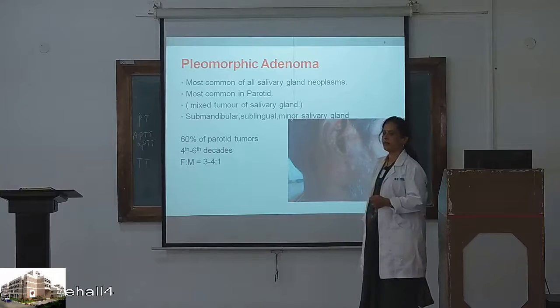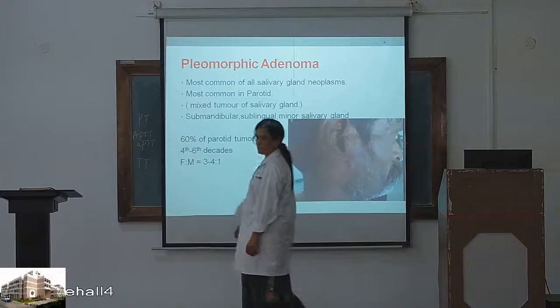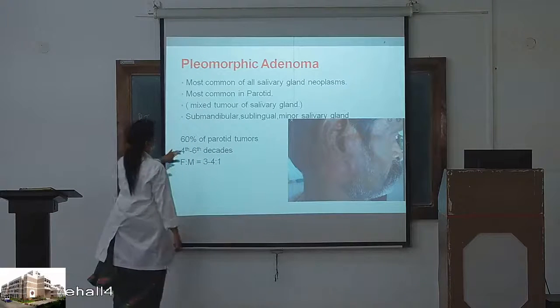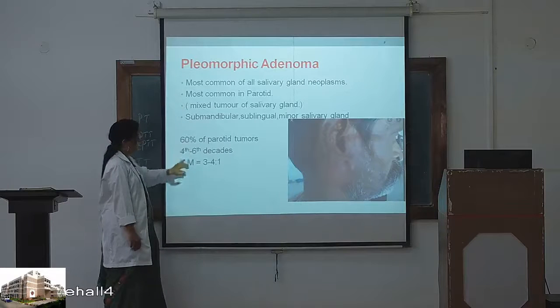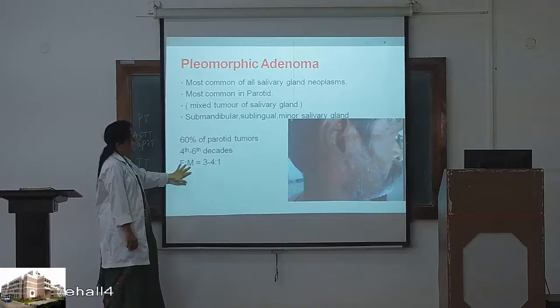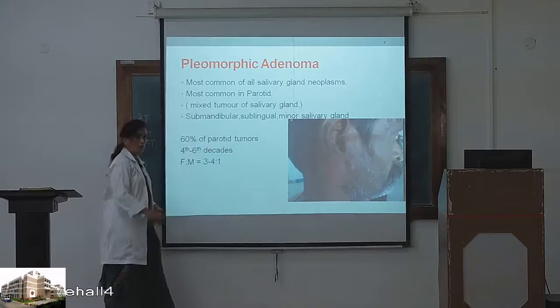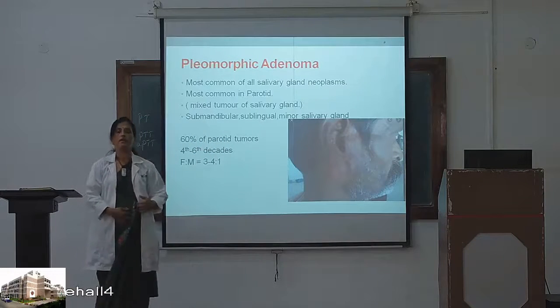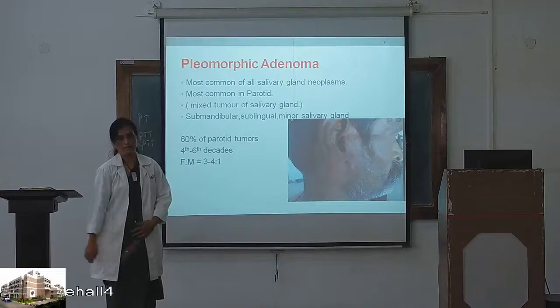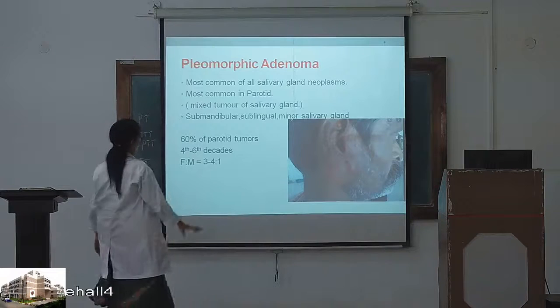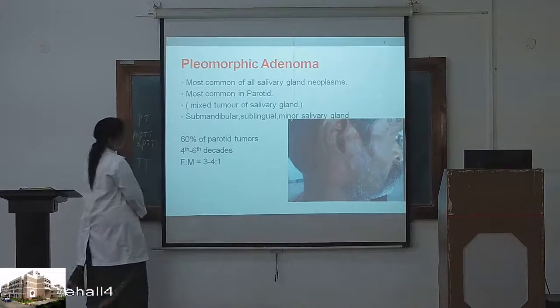So where does it occur? This is again a repetition. It can occur anywhere. I'm just telling you about the salivary gland. The most common, 60%, occur in the parotid. Then come the submandibular, sublingual, and minor salivary glands. Apart from this, it occurs in several glands in the body. It occurs in the skin, the breast, and the cervix. But for you, it's only that to remember.